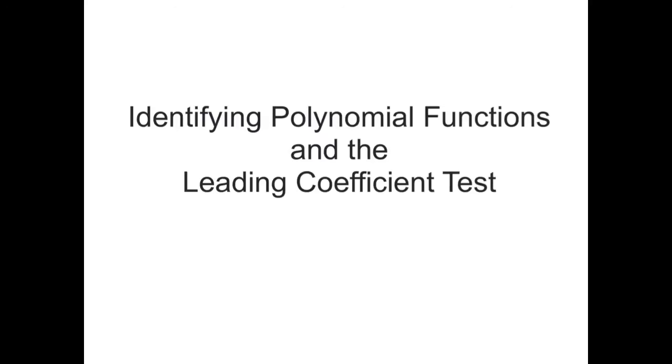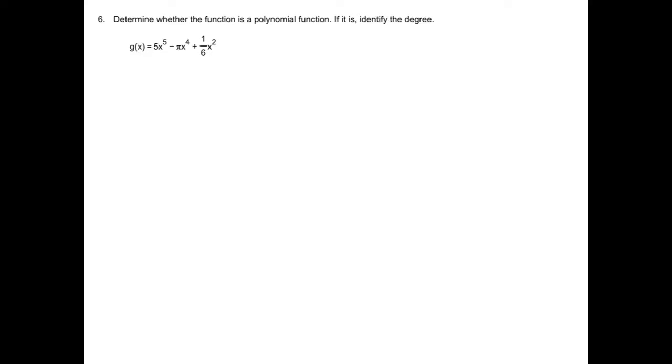Identifying polynomial functions in the leading coefficient test. Determine whether the function is a polynomial function. If it is, identify the degree. In order to determine if we have a polynomial function, we want to look at each term in the polynomial. Our first criteria is that all of the coefficients in front of the variables must be real numbers.